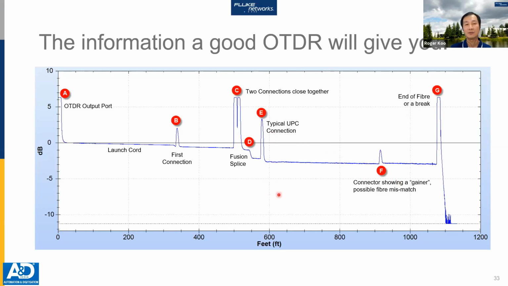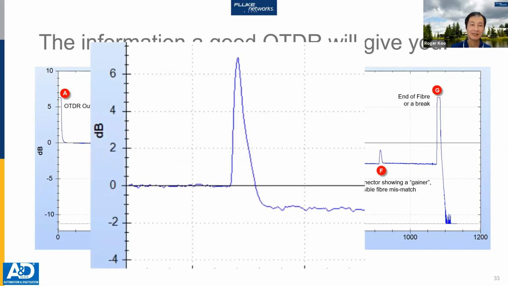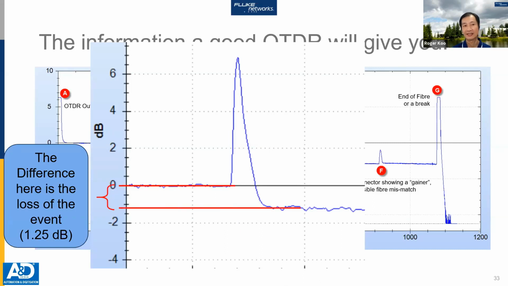Let's zoom into the UPC connector. So you see this drop in the light. So how do we read this reading? The difference between this drop is actually the loss. Now in fiber, it's a little bit different from copper because fiber is light. So if you transmit light down, there will be some loss at the end. How much is that loss? So this is what we are looking at.